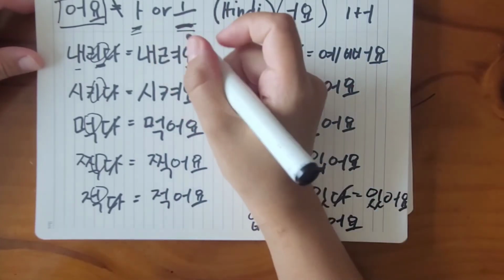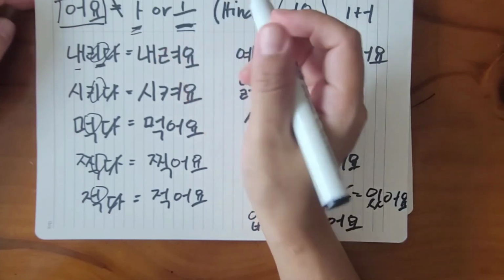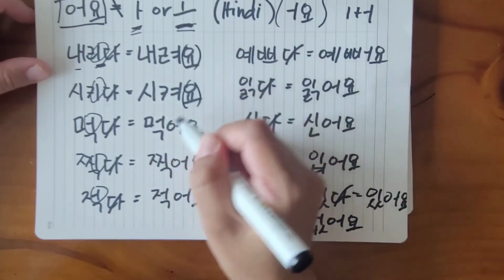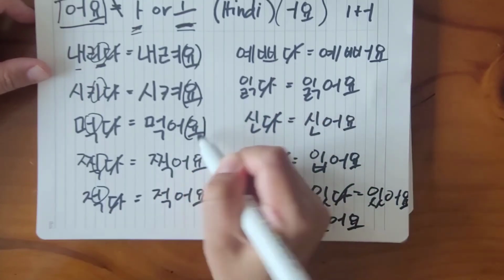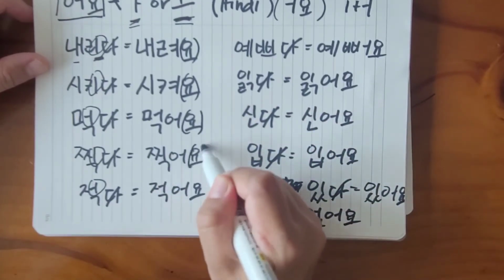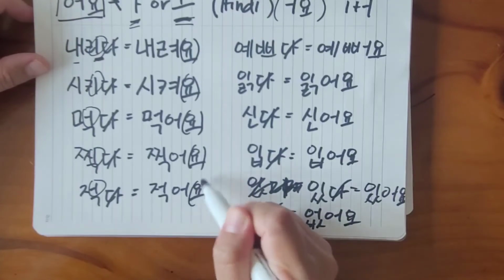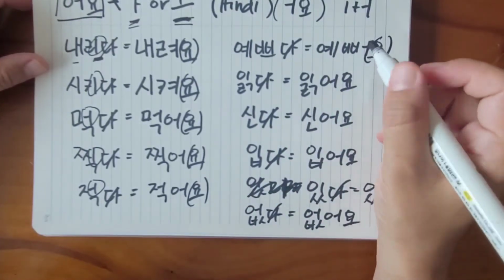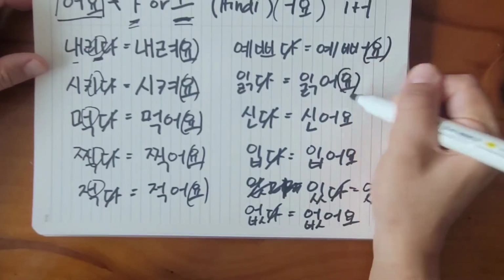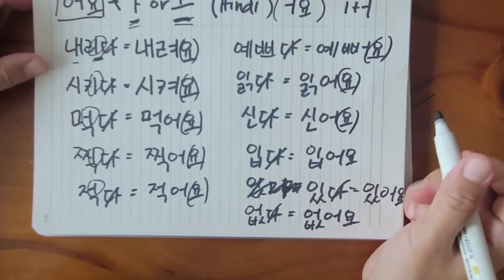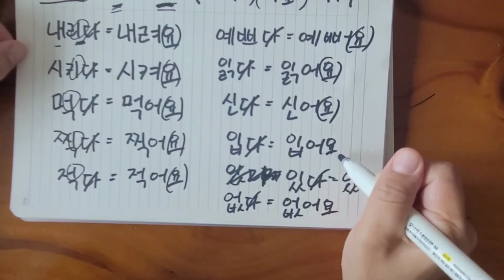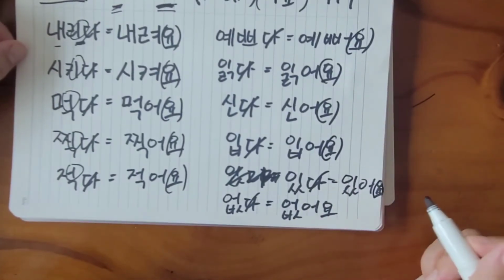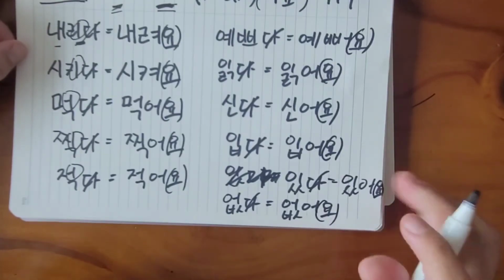Sa casual form, kahit wala nang 요. 내려, 시켜, 먹어, 적어, 예뻐, 읽어, 신어, 입어, 있어, 없어, ganyan.